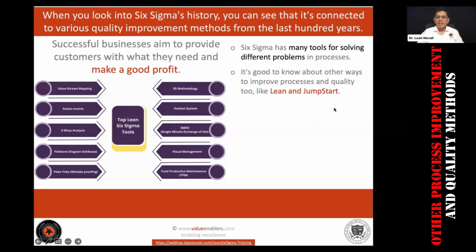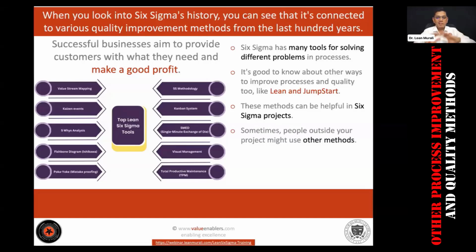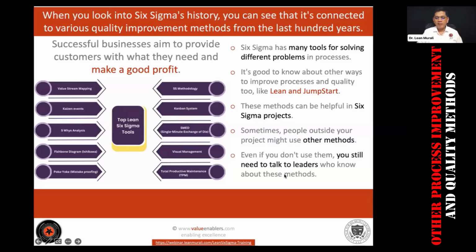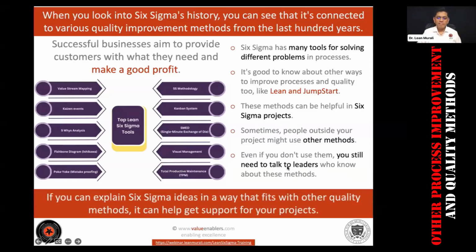I will talk about Lean and Jumpstart in subsequent sessions. And there are different methods which complement each other and help. I call it animals of the same zoo, okay? But we should not fight against each other, we should coexist and live, okay? Sometimes people outside your projects might use other methods, but if you don't use them, you still need to talk to others who know about these methods, okay?